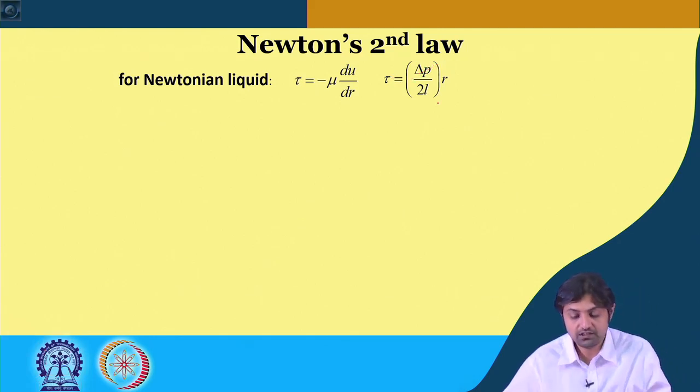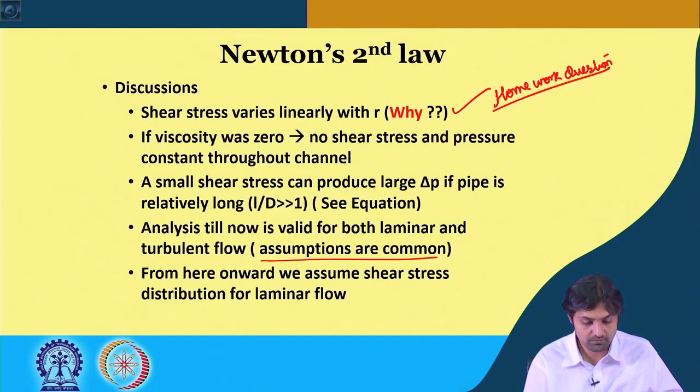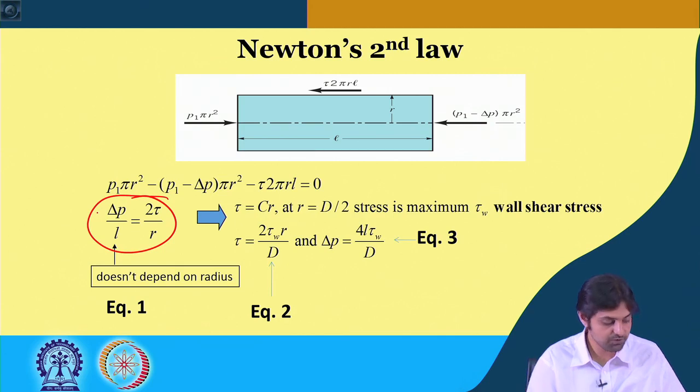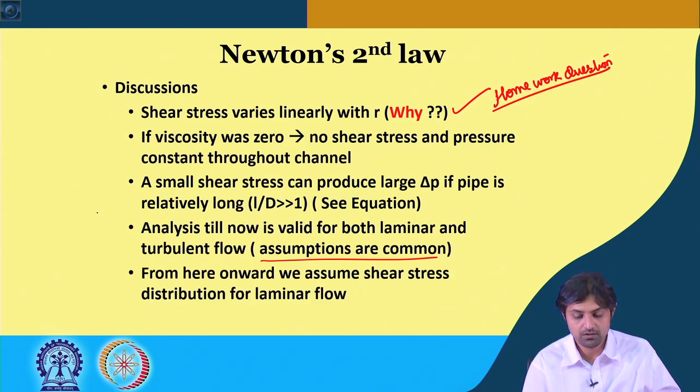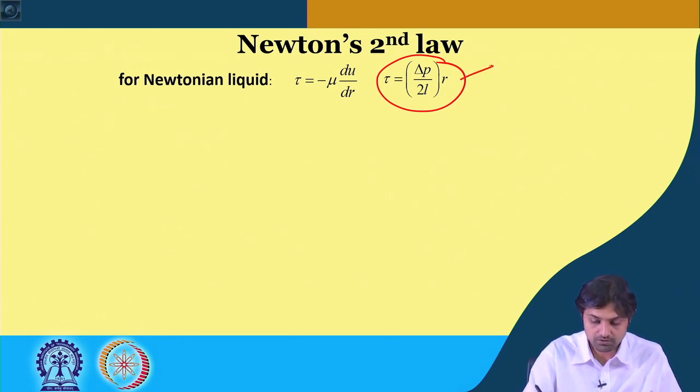And this is what we have got, right. Tau is equal to, how did we get this equation? We get this equation from our equation number 1. So, this is equation 1. All right.